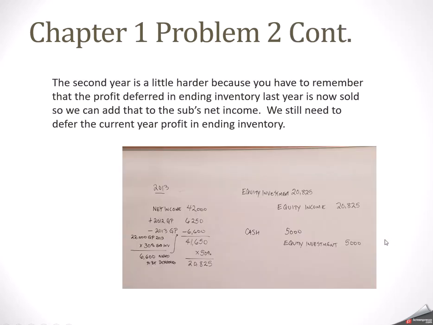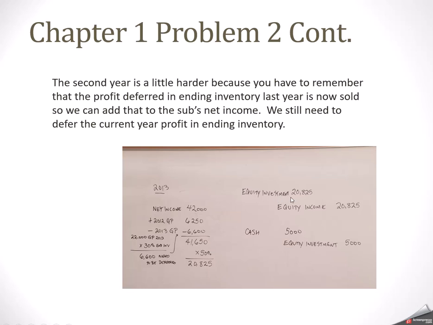Now I'll show you the second year, which is good to see. In 2013, we have net income of $42,000. We have gross profit that we deferred in 2012, that $6,250. It tells us it was sold out, so we can now record it. Then in 2013, we had $22,000 of gross profit. 30% is left in our ending inventory, so $6,600 needs to be deferred. So then that gives us our adjusted net income, and then again it's at 50%.